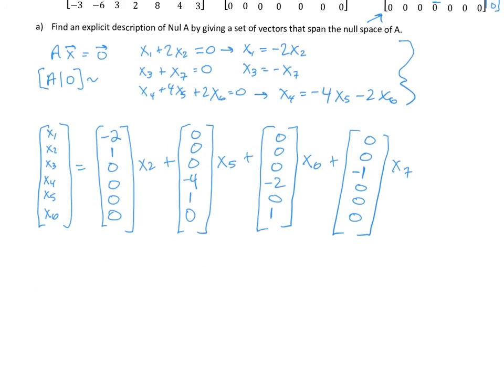But they asked me to describe it as the span, a set of vectors that span the null space. So I just have to remember that span means the set of all linear combinations of a set of vectors. So what I've written here is all the linear combinations of these four vectors, because x2, x5, x6, and x7 are all free, which means they can be any value you want. So I could rewrite this as the span of these four vectors.